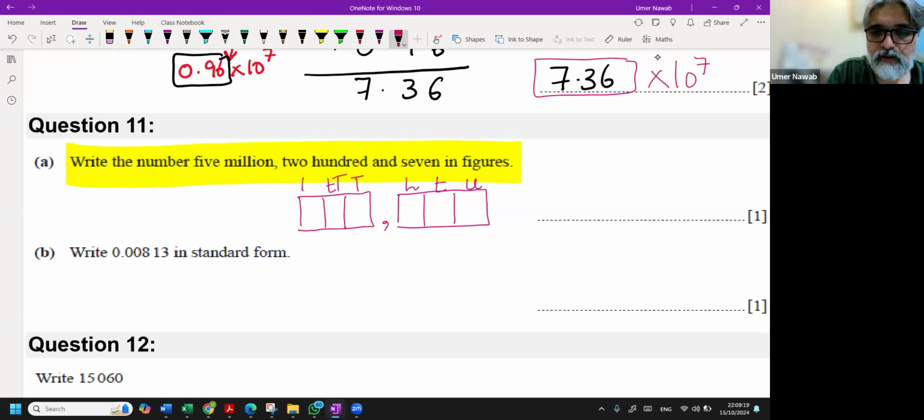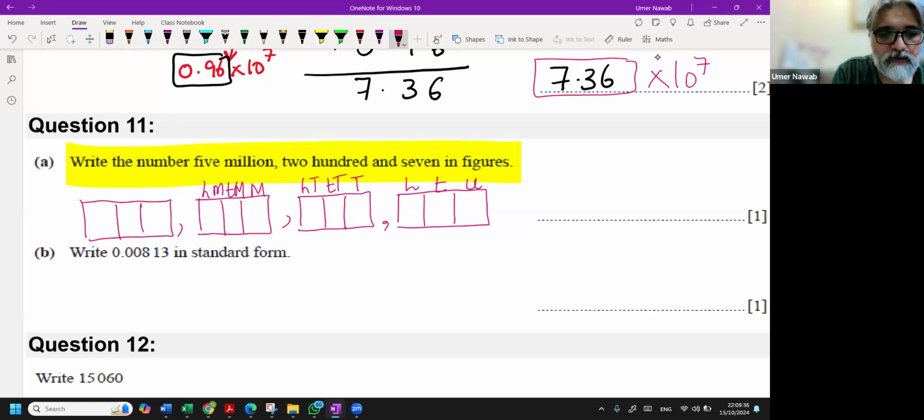10,000, 100,000. Then I will make a million block, million, 10 million, 100 million. Okay. Then we make a billion block, billion, 10 billion, 100 billion. Okay. In this way, you move on.